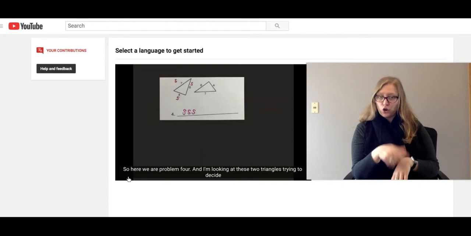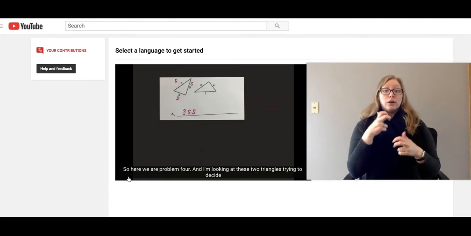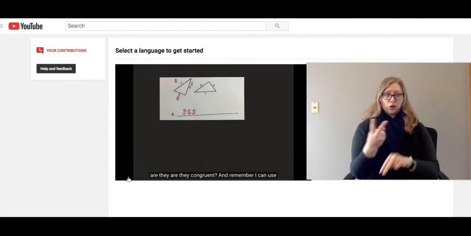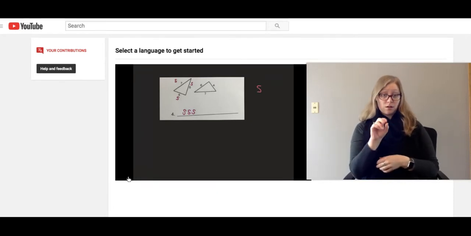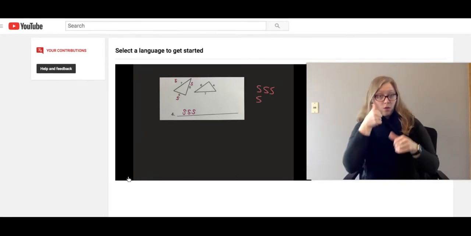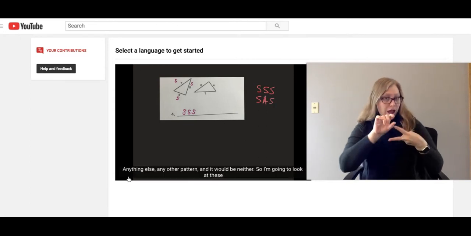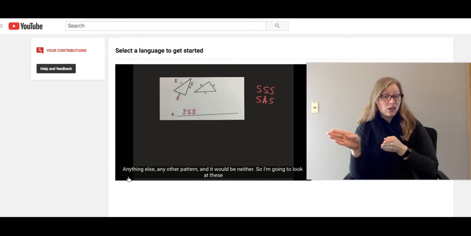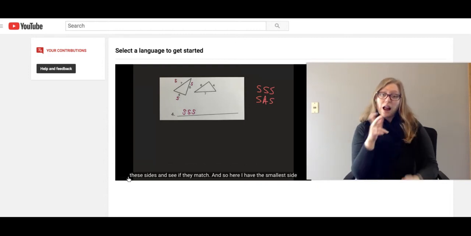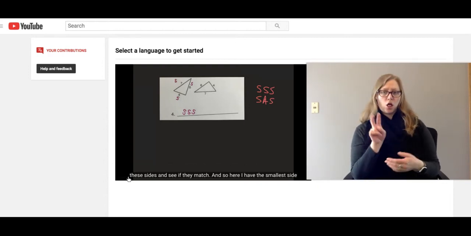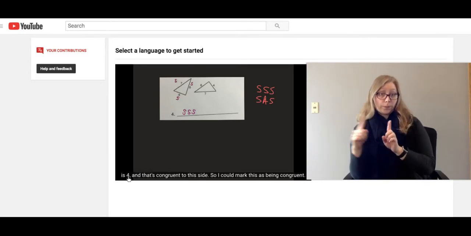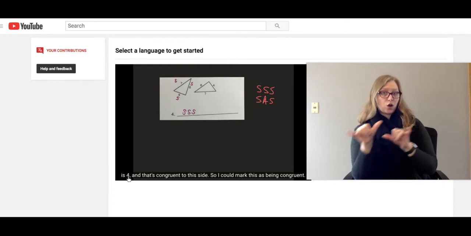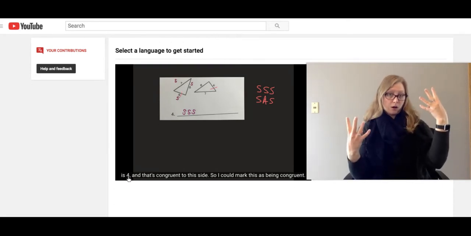So here we have problem 4, and I'm looking at these two triangles trying to decide are they congruent. And remember, I can use side, side, side, and side, angle, side. Any other pattern, and it would be neither. So I'm going to look at these sides and see if they match. And so here the smallest side is 4, and that's congruent to this side. So I could mark this as being congruent.